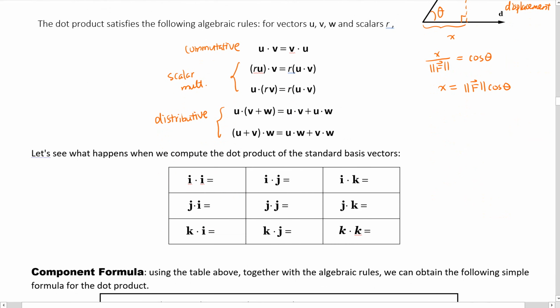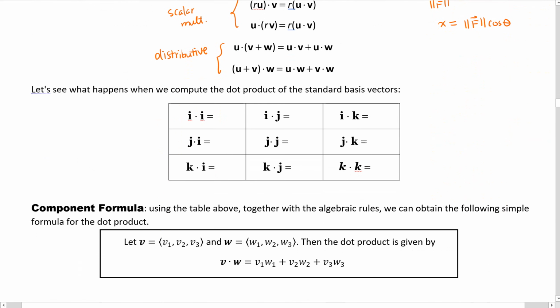Next, let's see what happens when we compute the dot products of the standard basis vectors. Okay, recall what the standard basis vectors are. i is (1, 0, 0). j is (0, 1, 0). k is (0, 0, 1). Right? And they are all unit vectors, which means the magnitude of each of them is 1.